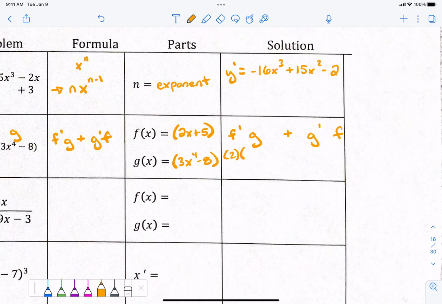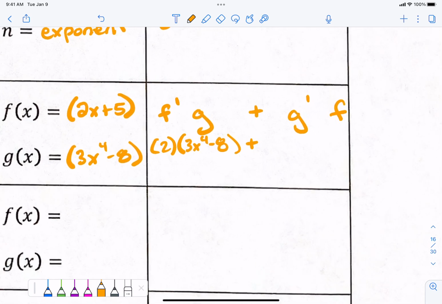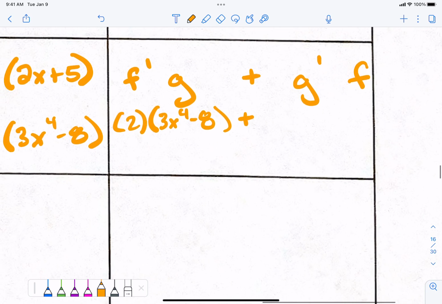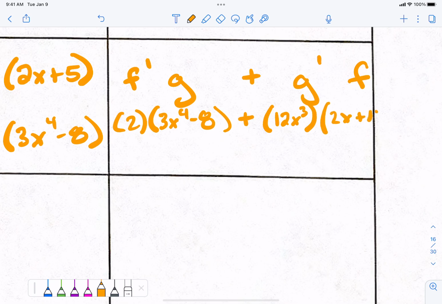2 times. Wait a second. No. What? 2. Oh, crap. Number 9. 3x to the fourth minus 8, plus. What's G prime? Plus 12x to the third. 12x to the third. Okay, and then F is 2x plus 5. No, just 9. Okay, there's that.